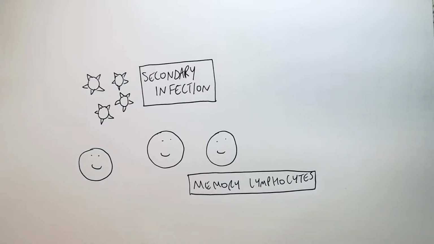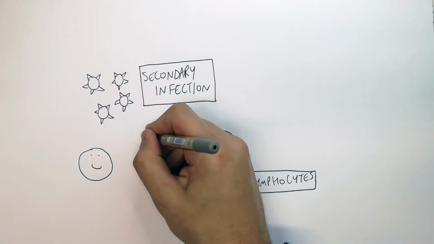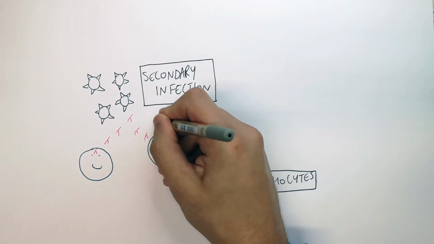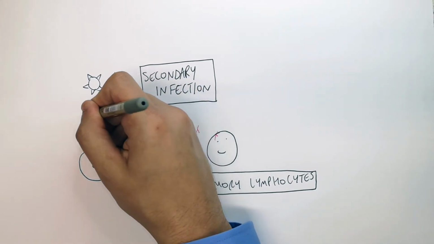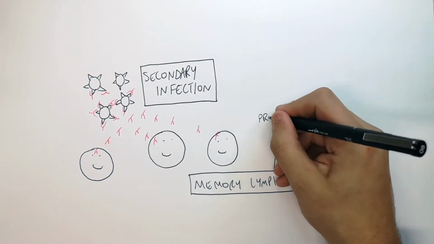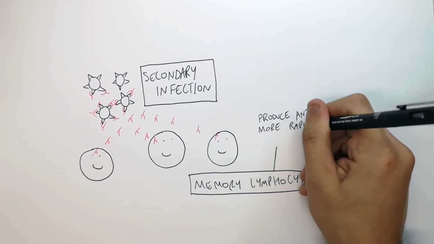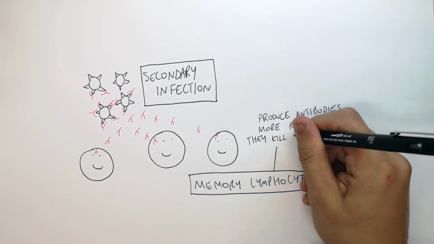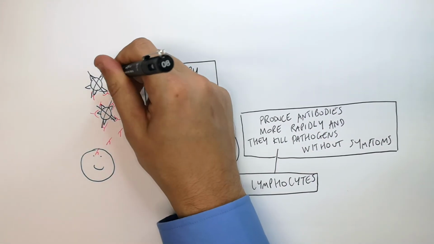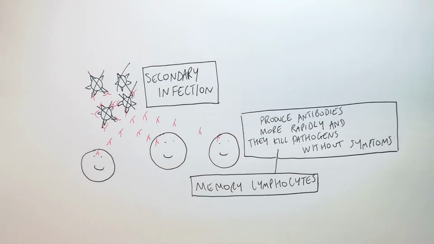When you get a secondary infection of a living version of that pathogen, the memory lymphocytes in your blood will very quickly produce antibodies that will bind the antigens of that pathogen that you were vaccinated against. So the memory lymphocytes produce antibodies more rapidly and they kill the pathogens without symptoms. So these pathogens will then die and you will not get any symptoms.